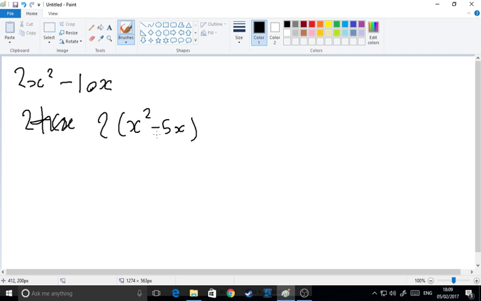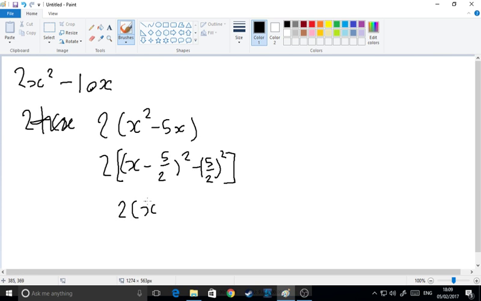We complete the square with this, which is x minus 5 over 2, squared, minus 5 over 2 squared, and then there's a 2 outside. To give the final answer, you put the 2 in front of the bracket: 2 times x minus 5 over 2 squared, minus 5 over 2 squared, which is 25 over 4 times 2, 50 over 4, 25 over 2. It's minus 25 over 2. There we go, and that is right.